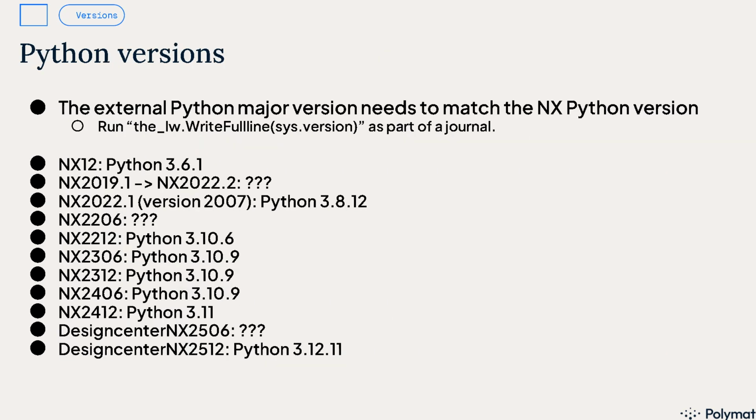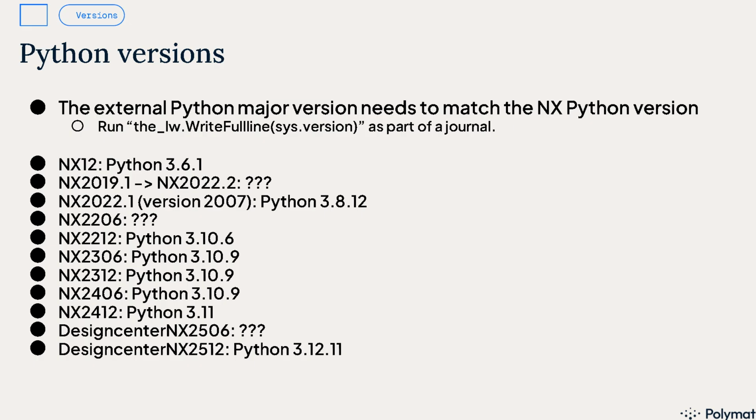Just going back to the Python versions, I don't have them all, but for example, NX12 was shipping with internal Python interpreter 3.6. The latest one, 25.12, is shipping with Python 3.12. The major release is important. The point release is not that important, but the Python version that you're going to install on your machine has to match the one in NX. And I'll show you how to actually get that for your specific NX version.